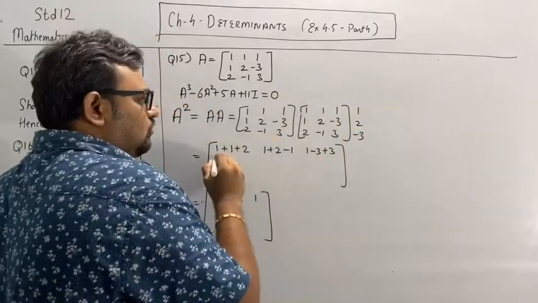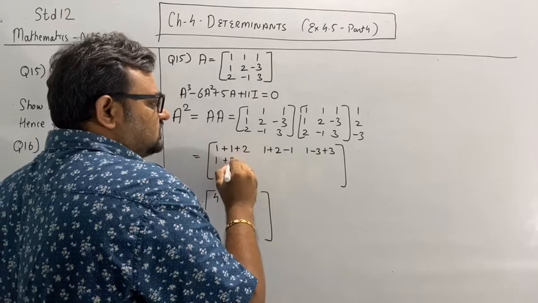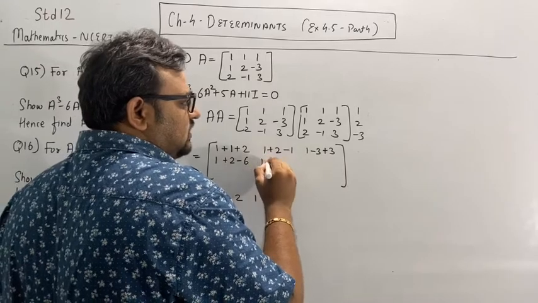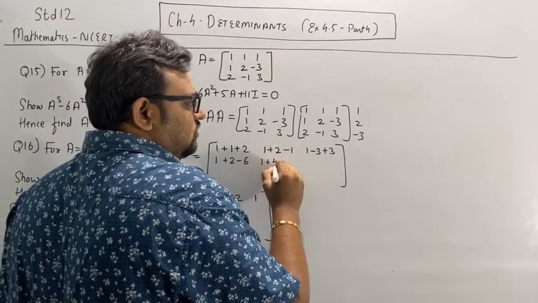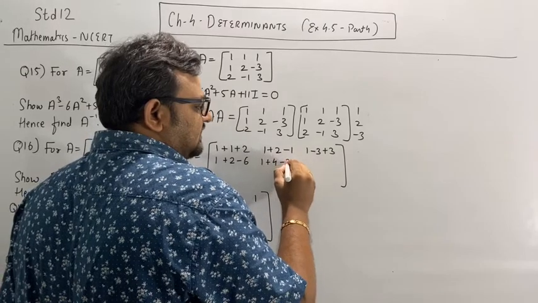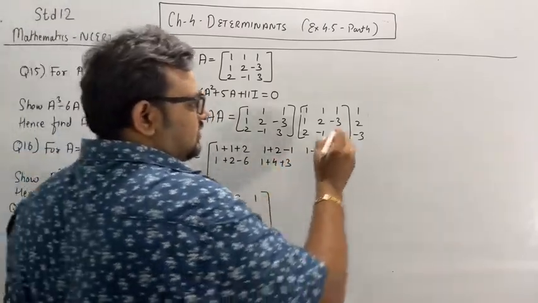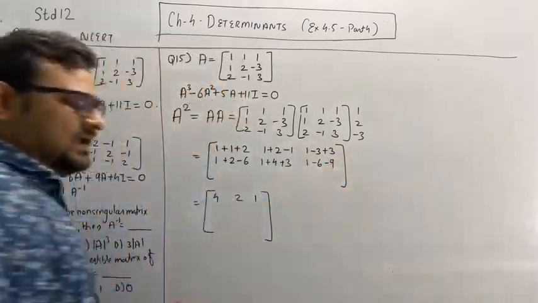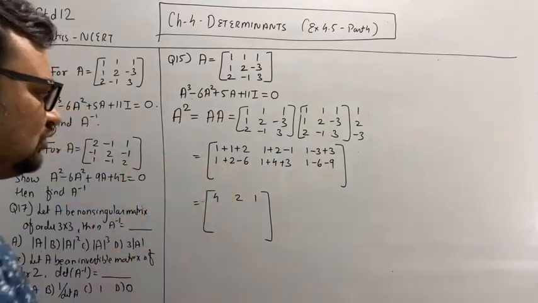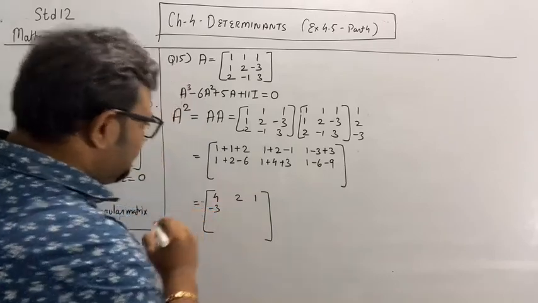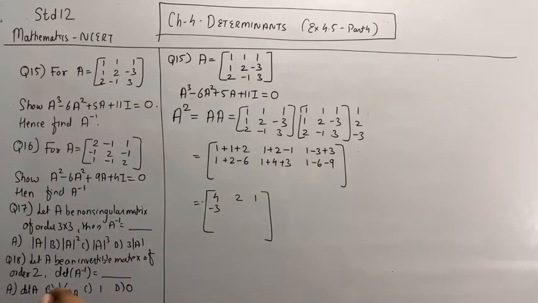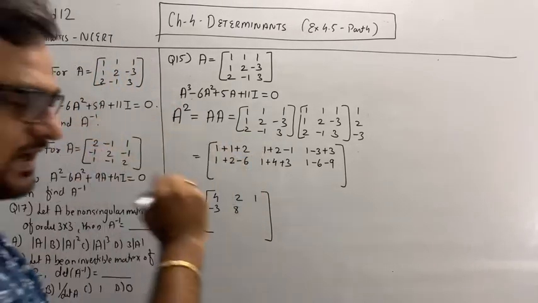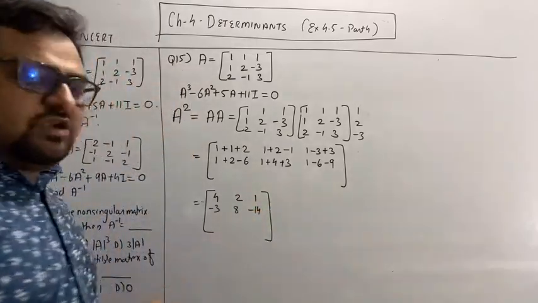Now the second row, 1, 2, and minus 3. So 1 into 1, 1, plus 2 ones are 2, minus 3 into 2, minus 6. Second, 1 plus 2 twos are 4, and minus 3 into 1, minus 3. Sorry, plus 3. Third one, 1 into 1, 1, 2 into minus 3, minus 6, minus 3 into 3, minus 9. So this will be equal to 1 plus 2, 3 minus 6, that will be equal to minus 3. Then 1 plus 4 plus 3 will be equal to 8. And 1 minus 6 is minus 5, minus 9, that will be equal to minus 14.